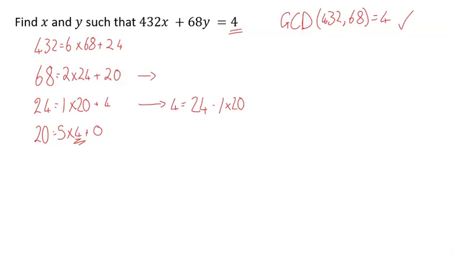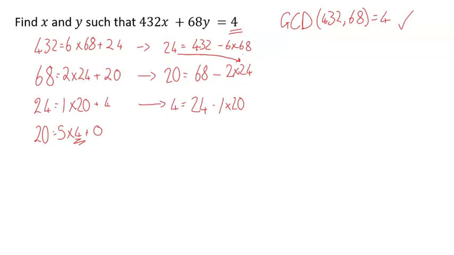The previous line here, I'm going to rearrange and write it as 20 equals 68 take away 2 times 24. And then I'm going to take the other line there and rearrange it to get 24 is equal to 432 take away 6 times 68. So I've got 3 lines there and I somehow want to get this 432 and this 68 to be in the bottom line. Well, what I'm going to do is first start by substituting in here.